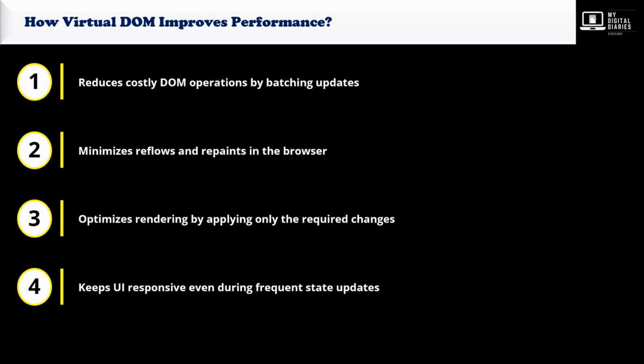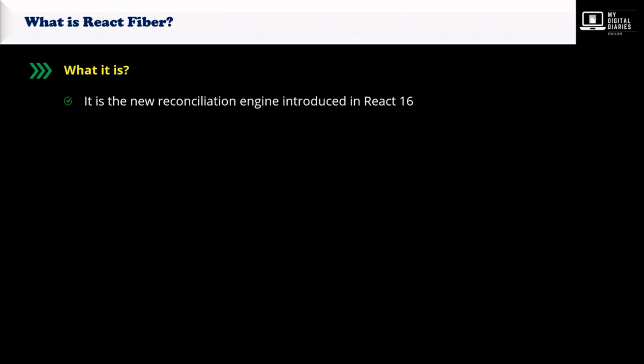Virtual DOM improves the performance by batching updates, reducing reflows, applying only necessary changes, and keeping the UI responsive under pressure. Now that we understand how the virtual DOM works, the next important concept we must understand is React Fiber. What is it? It is the new reconciliation engine introduced in React 16.